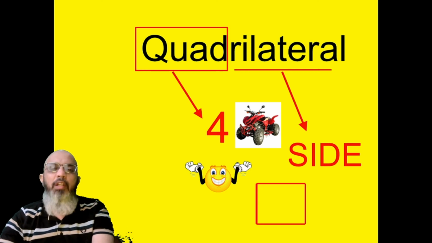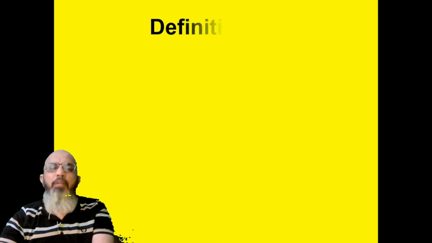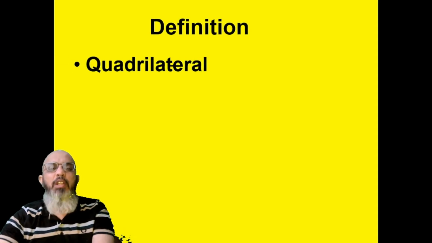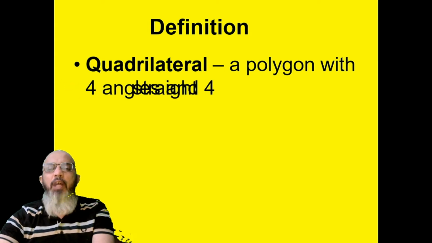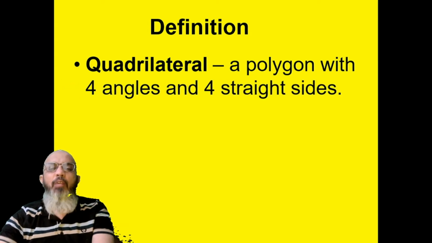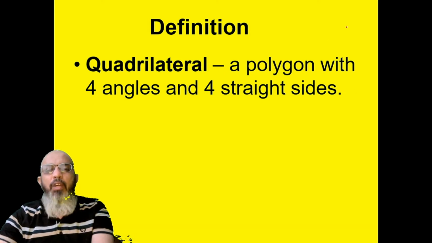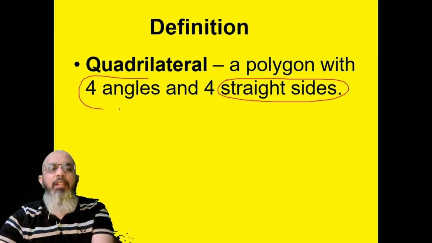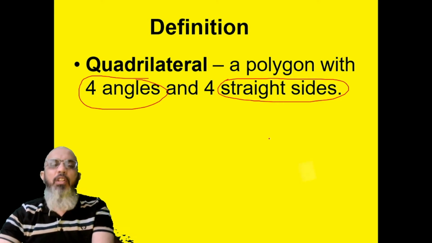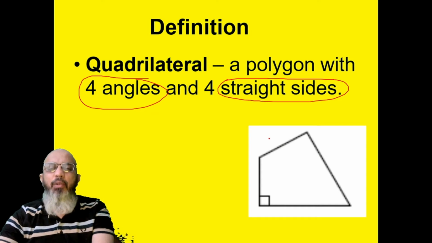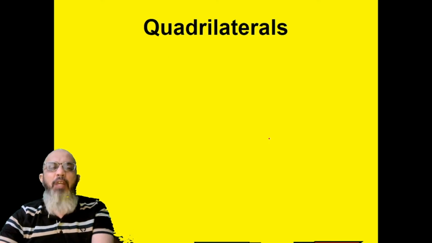You can name them very easily. That is square, rectangle, rhombus, parallelogram. These are all quadrilaterals. So what is the definition of a quadrilateral? A polygon with four angles and four straight edges. Just keep one thing in your mind: a four-sided figure with four straight sides. It has four angles and four sides. That kind of shape or polygon is called a quadrilateral, like this.